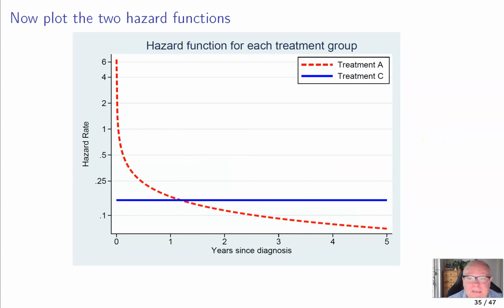So here are the hazard functions for each treatment group. Now treatment C actually has a constant hazard function, whereas treatment A has a higher hazard early. Now, you may have heard the expression proportional hazards, as in the Cox proportional hazards model, which we're going to look at later. Proportional hazards means that the hazard in one group is a fixed multiple of the hazard in the other group. This is an example of non-proportional hazards. These hazards are not proportional.